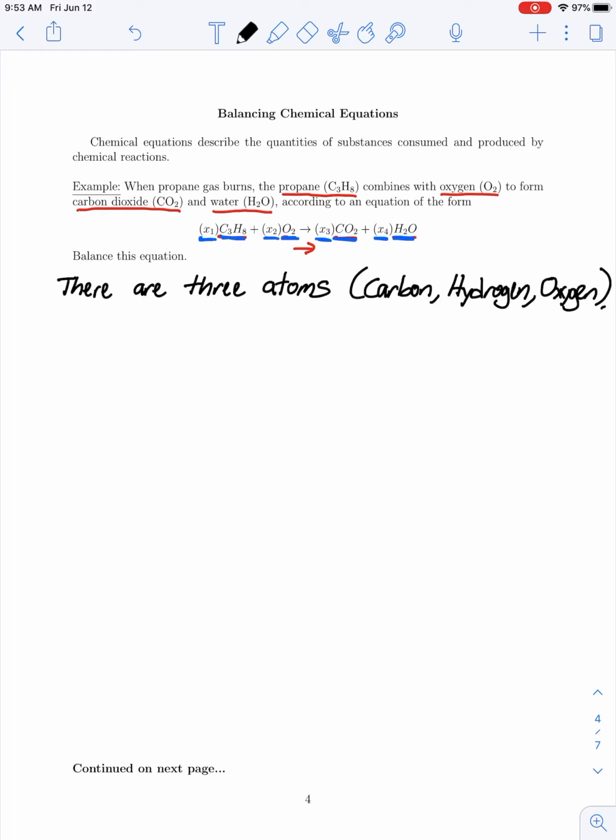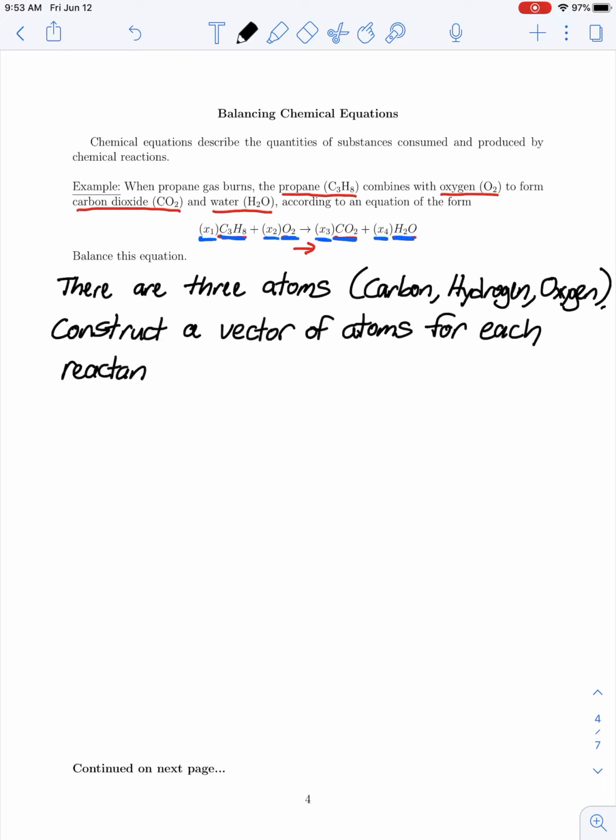Now, in order to balance this chemical equation, let's think about finding a vector that would describe the number of atoms appearing in each of these reactants. So let us construct a vector of atoms for each reactant. Our first reactant was propane, or C3H8.